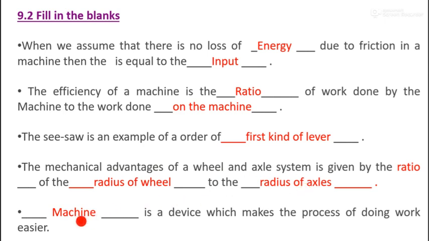Second, a machine is a device which makes the process of doing work easier. A machine is the device which is used to make the process of doing work easier.